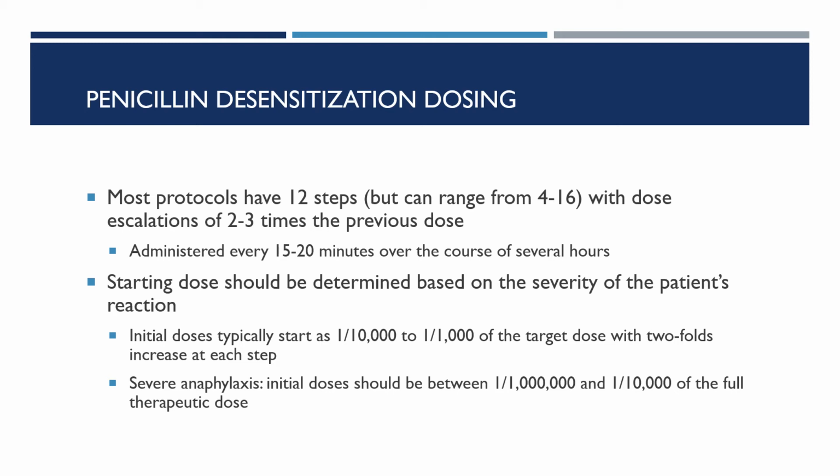The starting dose should be determined based on the severity of the patient's reaction. So if patients have a more severe anaphylactic history of reactions, those doses may be much lower than the therapeutic dose compared to patients that had more mild to moderate reactions. The initial dose should be based on the final therapeutic dose, with increases in doses at each step until this dose is achieved.